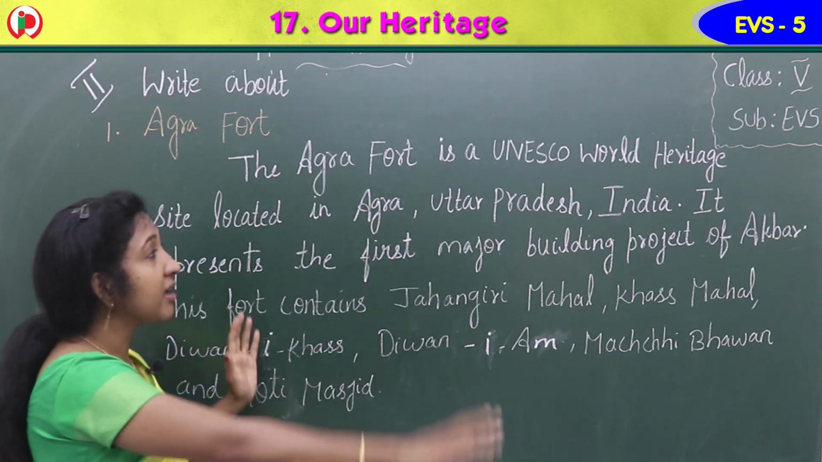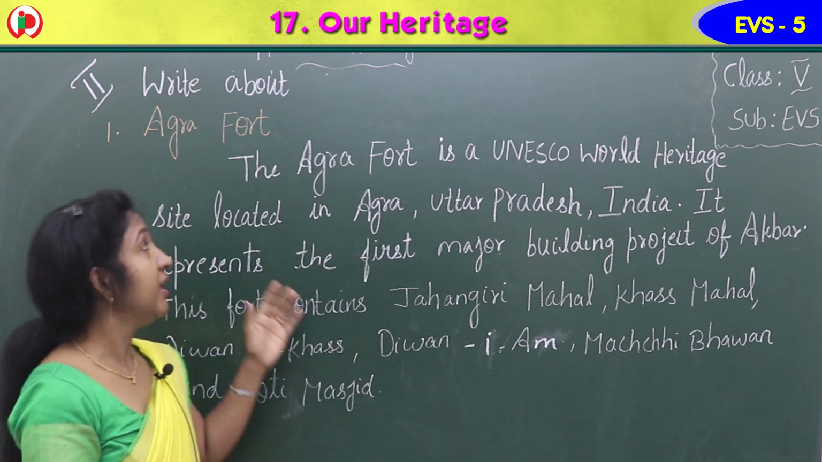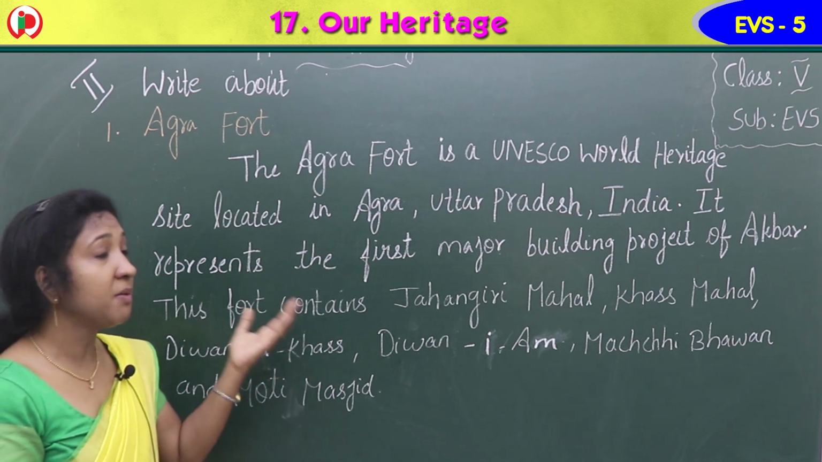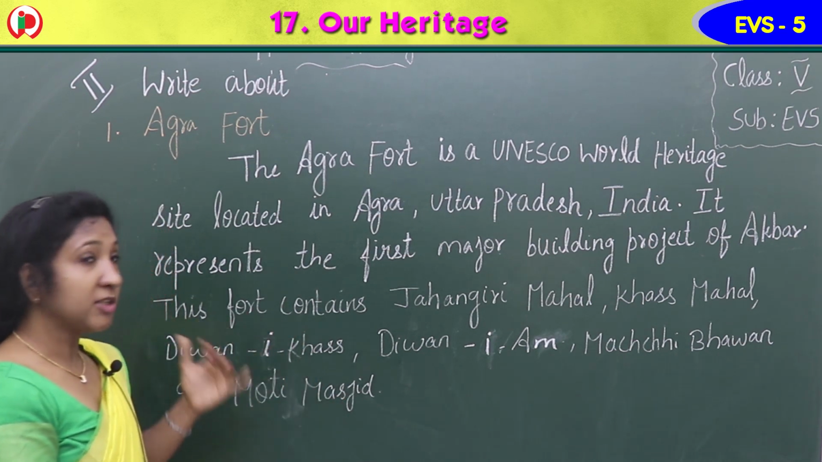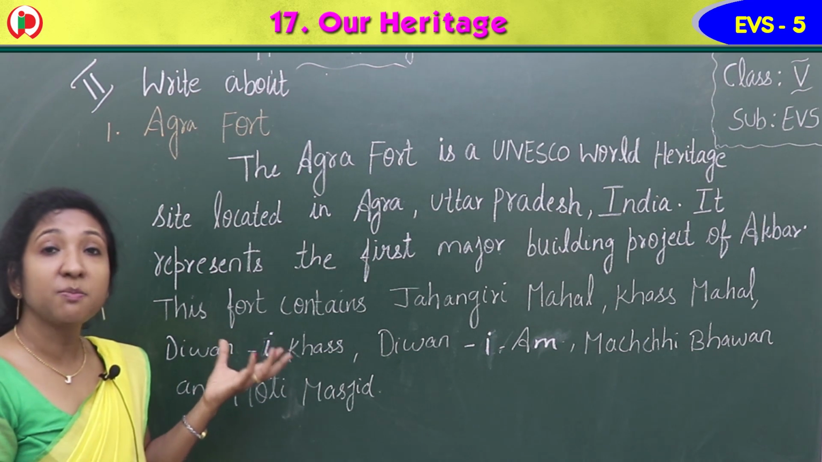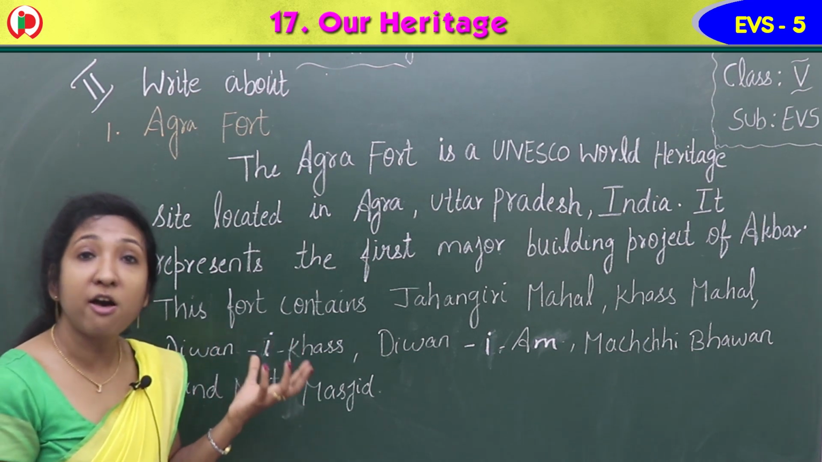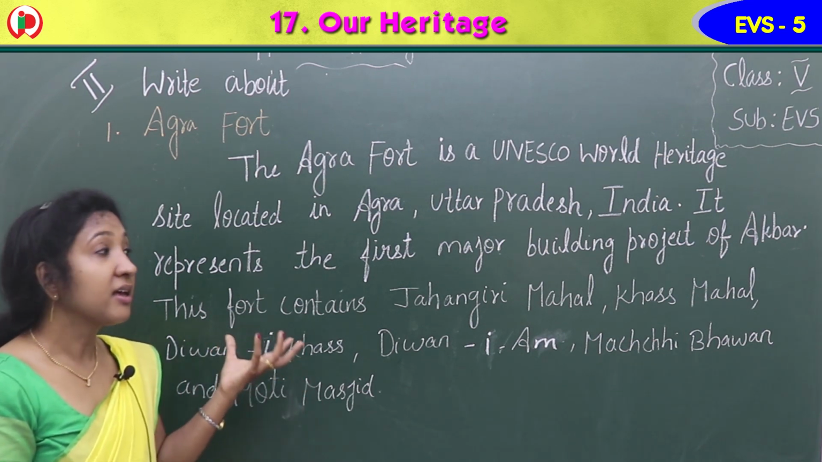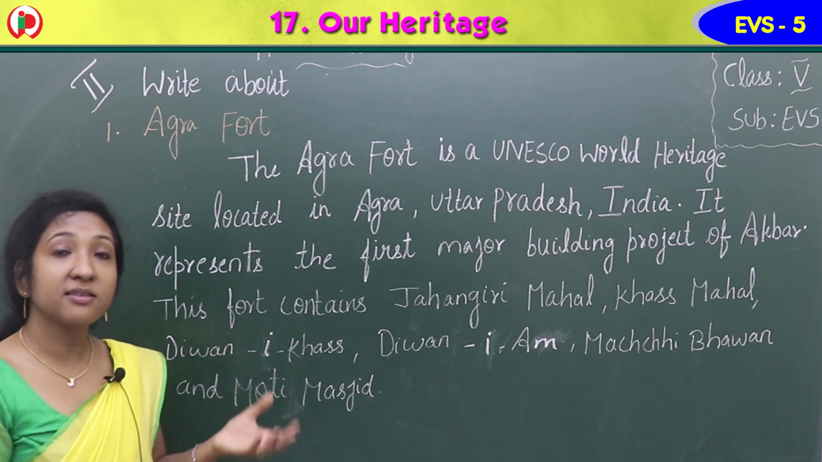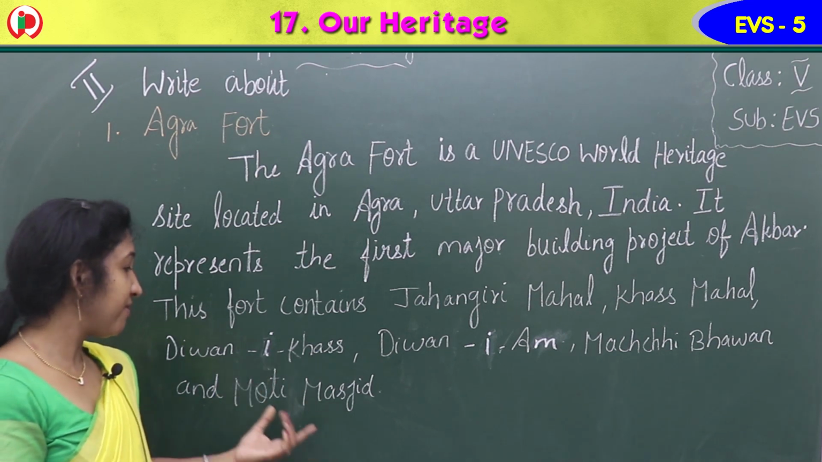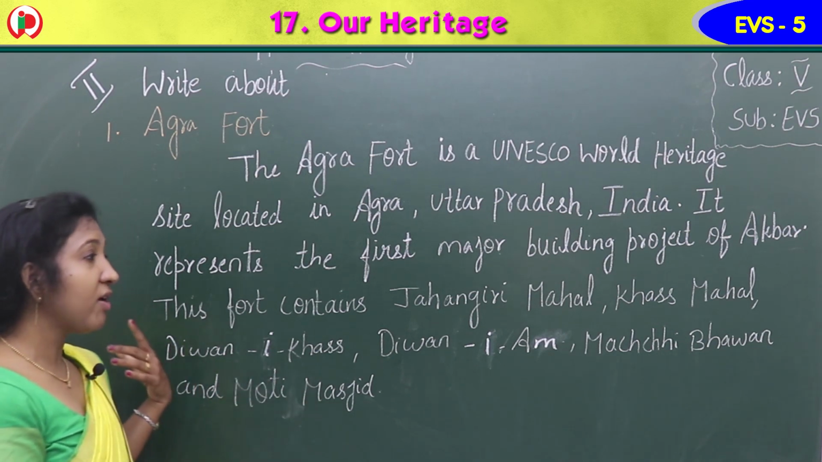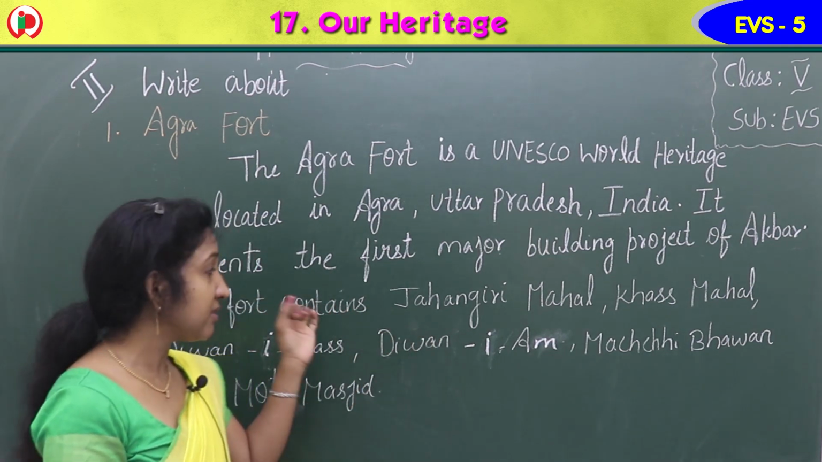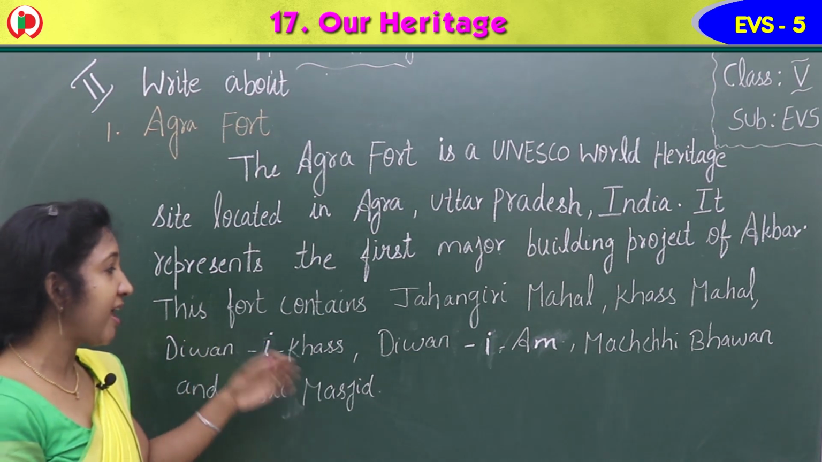Main points. The Agra Fort is a UNESCO World Heritage Site located in Agra, Uttar Pradesh, India. Full stop. It represents the first major building project of Akbar. This fort contains Jahangir Mahal, Khas Mahal, Diwane Khas, Diwane Am, Machi Bhavan and Moti Masjid. Children, when you are writing about these names, please take care of the spellings. See the spelling carefully, spell it and write.